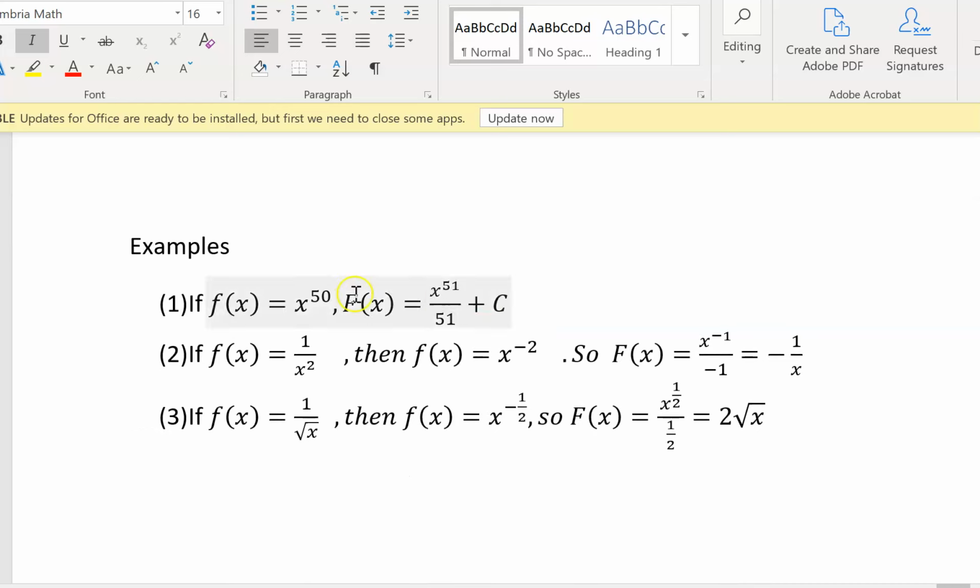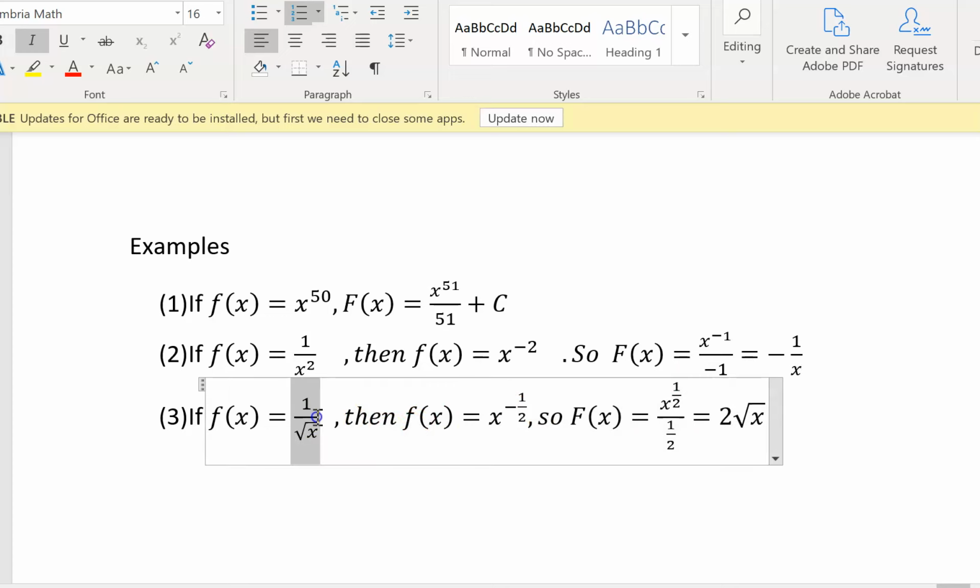Let's see some examples. If you want to find the antiderivative of x to the 50, the 50 goes up by 1 to 51, and you divide by the new power, 51, plus c. How do you do something like 1 over x squared? Even though it looks different, it is still a power: x to the negative 2. We add 1 to negative 2 and get negative 1, so we get x to the negative 1 divided by negative 1, which is negative 1 over x.